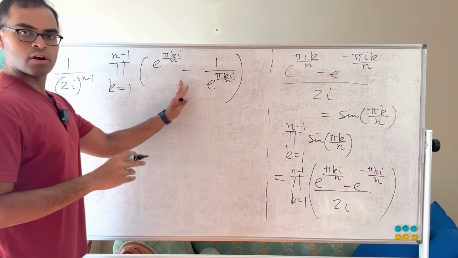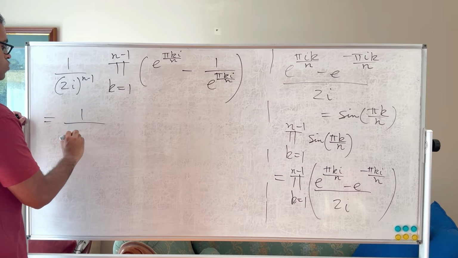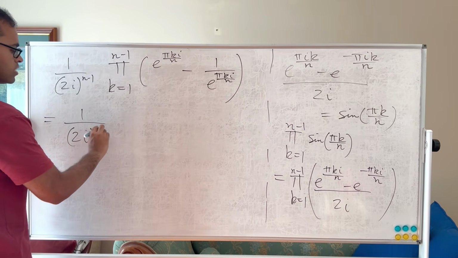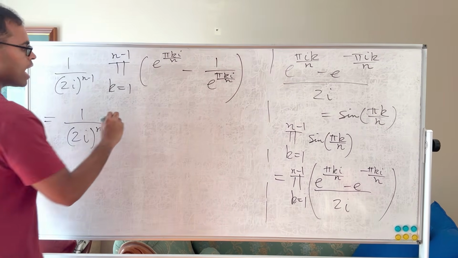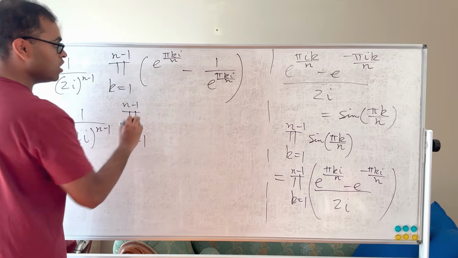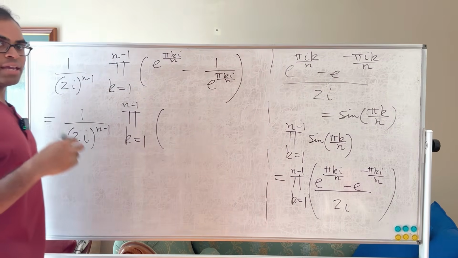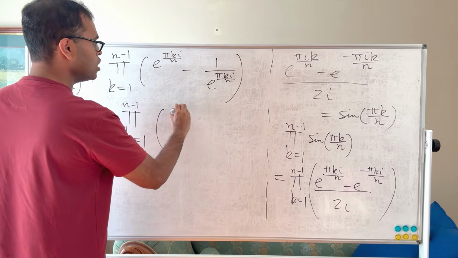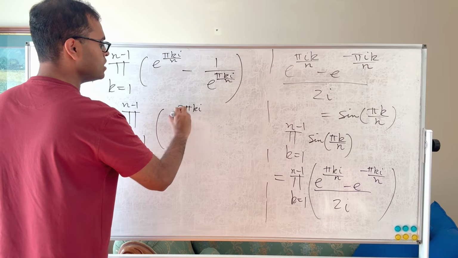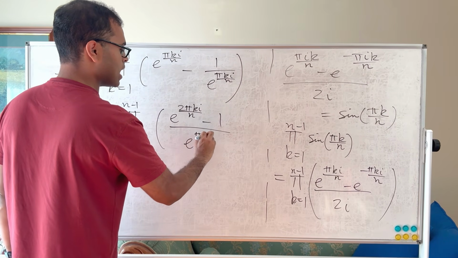So we've got that. And now we're going to make a common denominator. We're going to write this out as 1 over 2i to the power n minus 1. Okay, all's good here. And then we're going to multiply by product k varies from 1 to n minus 1 of, multiply top and bottom by e to the power pi k i over n. You're going to get e to the power 2 pi k i over n minus 1, divided by e to the power pi k i over n.